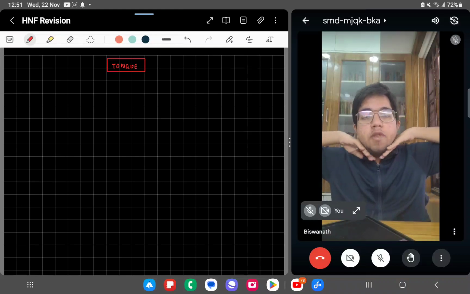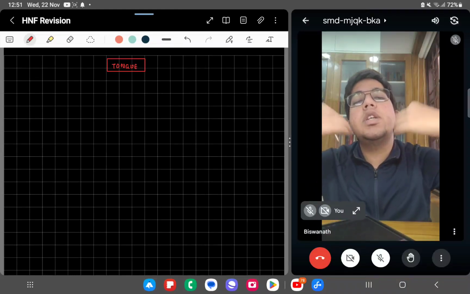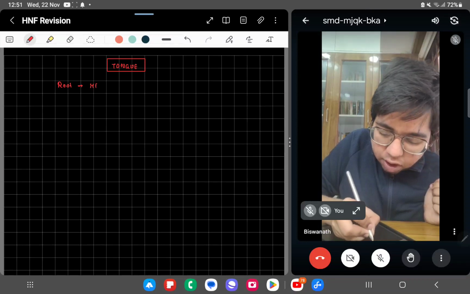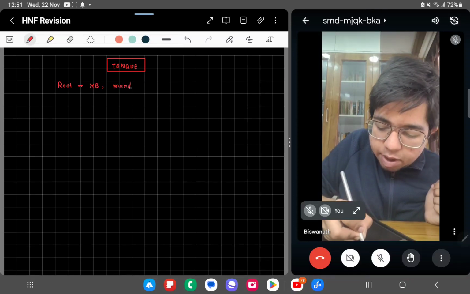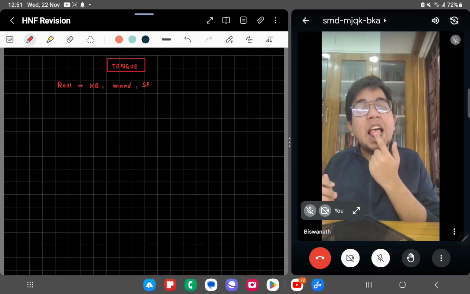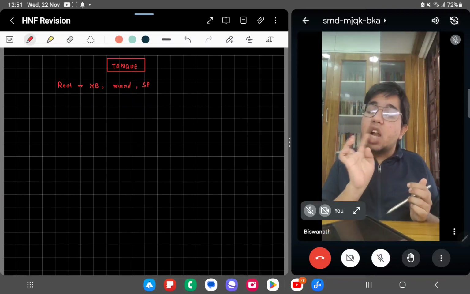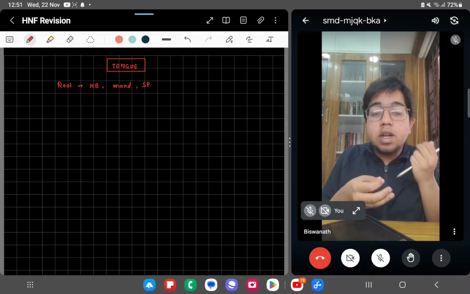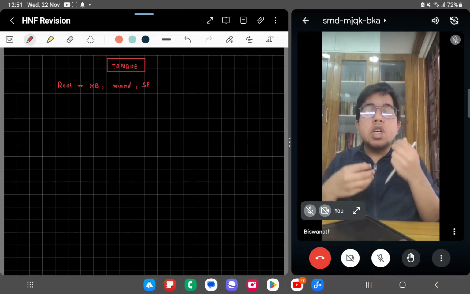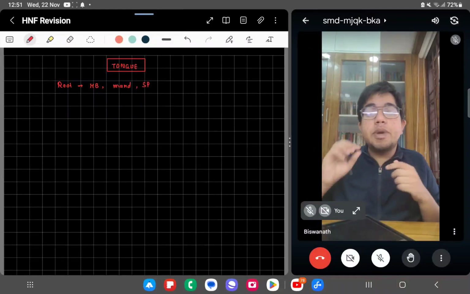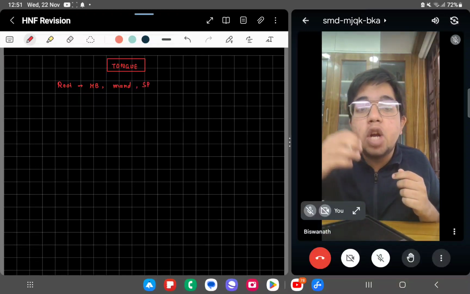The root of the tongue is attached posteriorly to these parts. So we have a root part which is attached to your hyoid bone, your mandible and your styloid process. Then we have the tip. The tip is not attached, it is free, but it is present proximally to your central incisors.